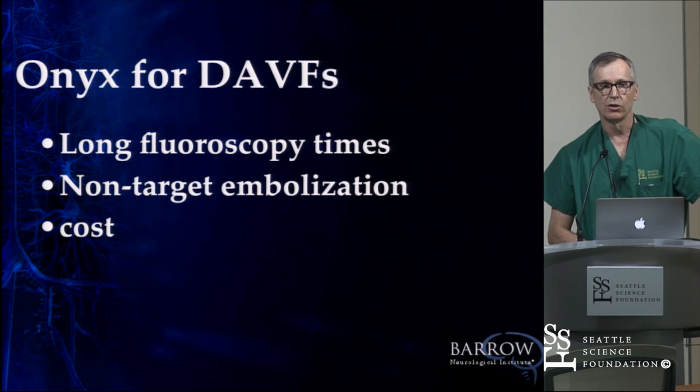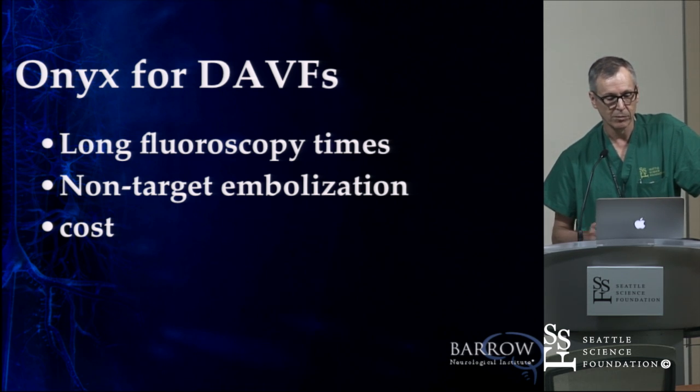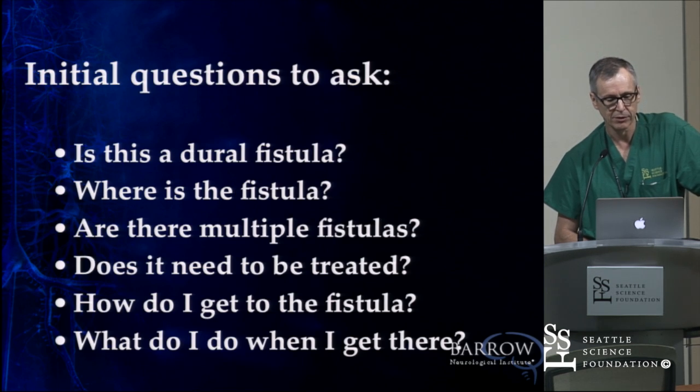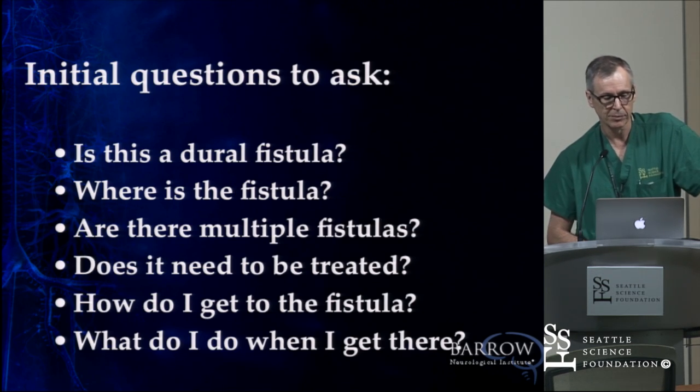There are some disadvantages to Onyx. So one we've heard alluded to earlier today, there can be long fluoroscopy times. You have to be very careful about non-target embolization, and Onyx is pretty expensive stuff. If you're using a large volume to sac, for example, a sigmoid sinus, it can be a fair bit of Onyx, and I'll usually use something less expensive there.